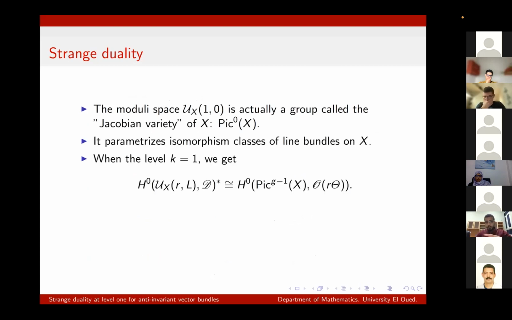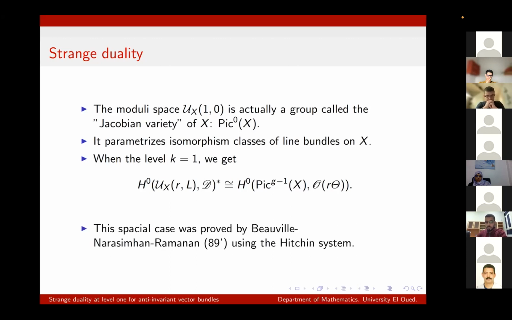So we get this duality. The duality will be between level 1 generalized theta functions over the moduli space of rank R vector bundles and the classical theta functions of level R. And the proof in this case was given by Beauville, Narasimhan, and Ramanan in '89, and they used a very powerful tool, which is the Hitchin system. We call it the Hitchin system.